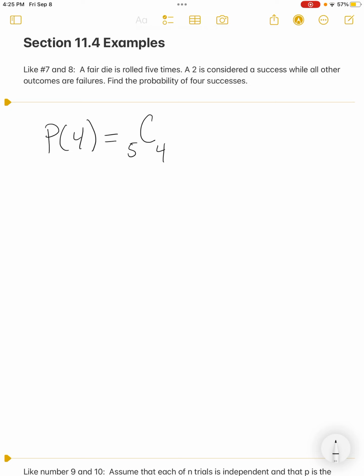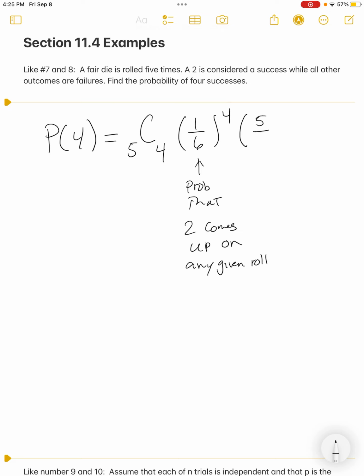A success is rolling a 2. So what P is, is the probability that on a single roll of a die, you get a 2. And so that's 1 out of 6 options on that die. So the 1/6 represents the probability that 2 comes up on any given roll. Okay. And I need that to happen 4 times. I also need a non-2 to come up, which has a 5/6 probability because there's 5 non-2s on there. And I need that to happen once.